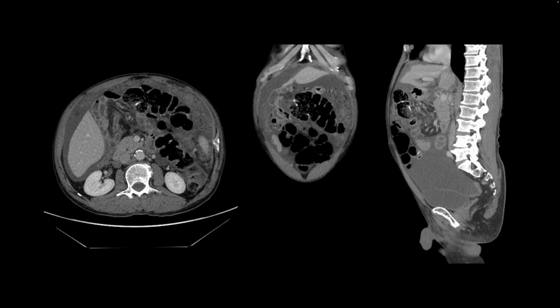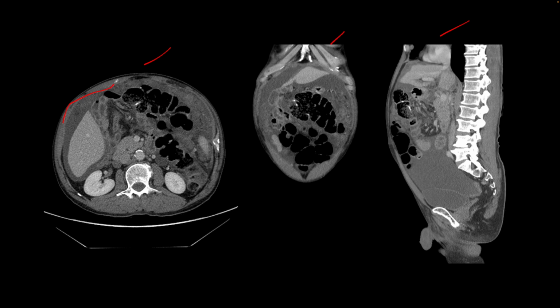This is our first patient. They presented with abdominal pain and distension, and a CT of the abdomen and pelvis was performed with IV contrast. On these representative axial, coronal, and sagittal images, we find findings classic for peritoneal carcinomatosis.